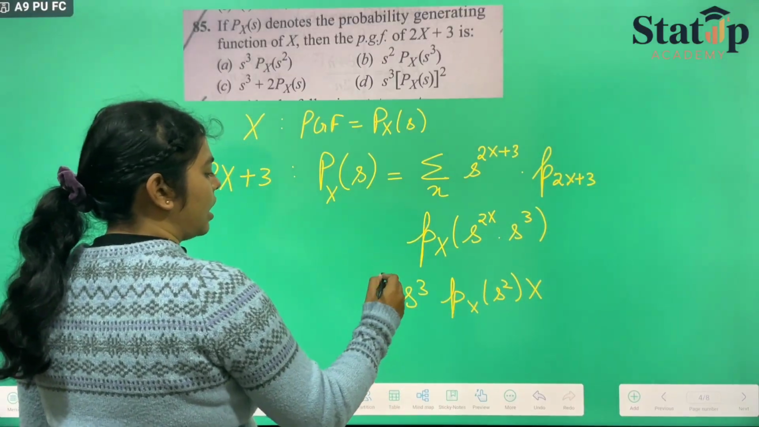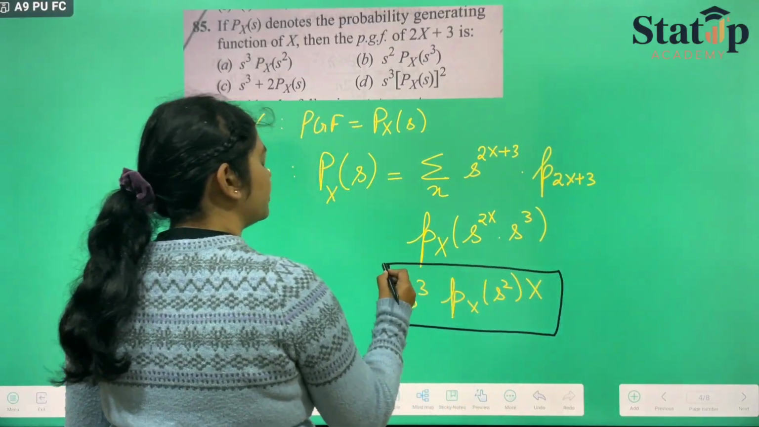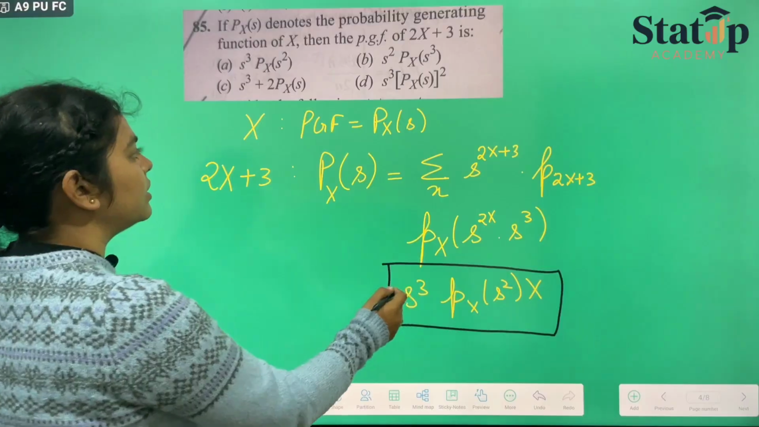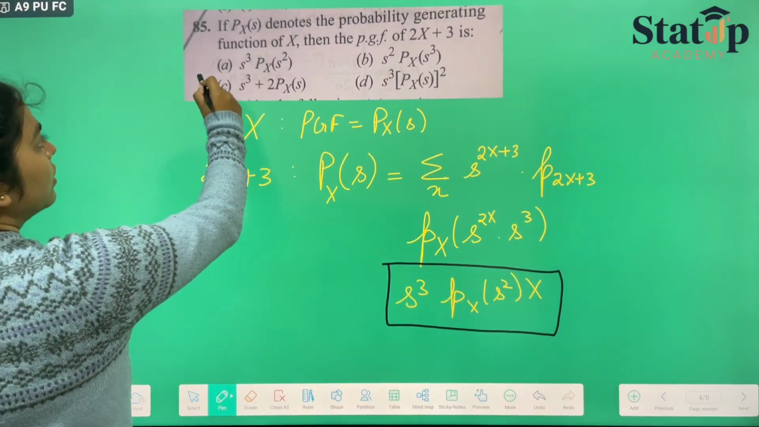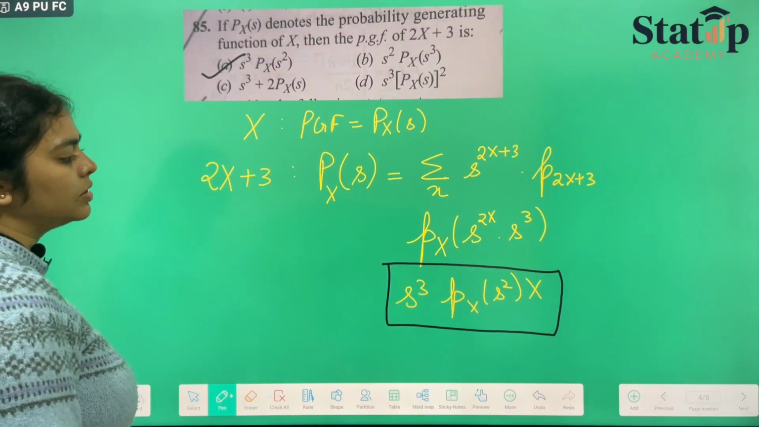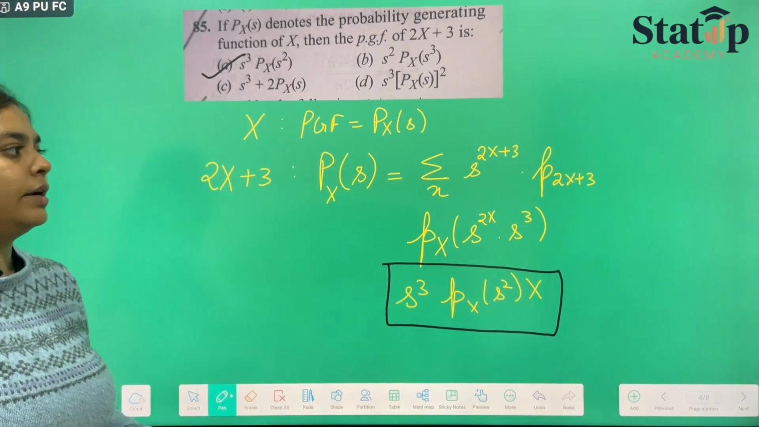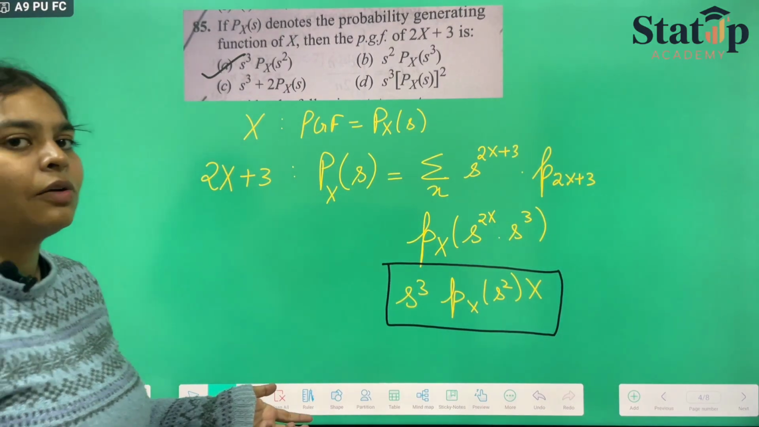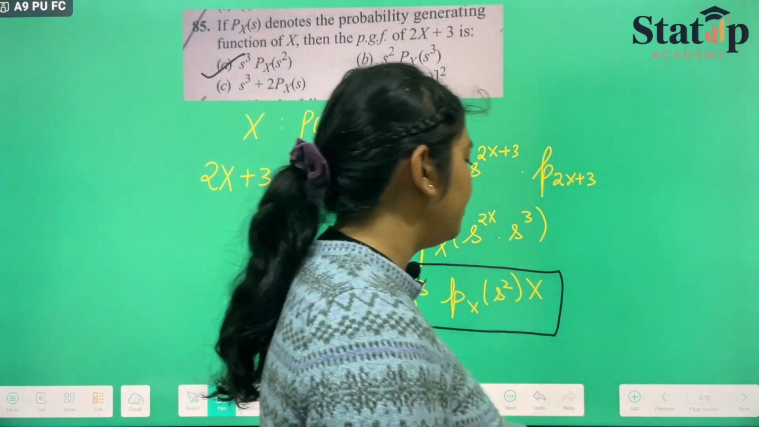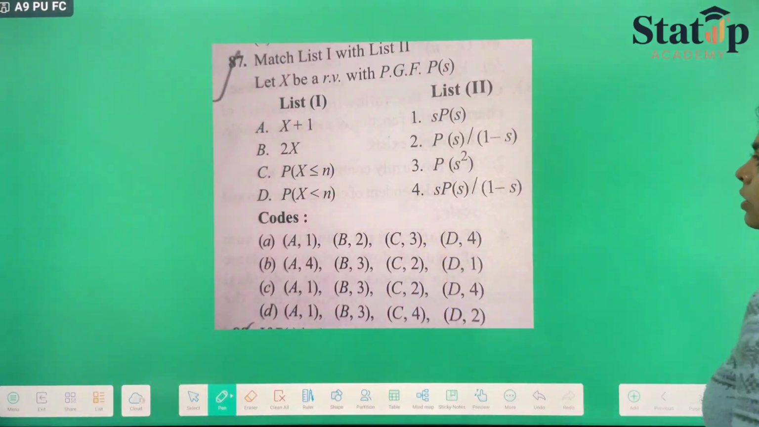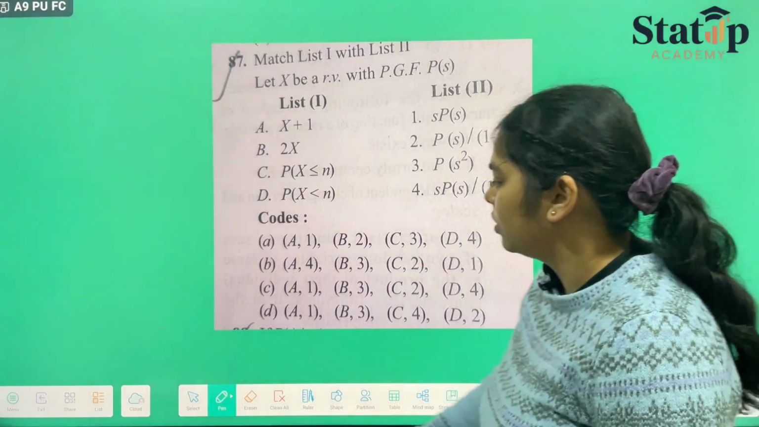So this is our final answer, which forms our probability generating function, and this matches with option A, which is s cube P_X(s square). That is our final answer. This is how we calculate. It is an easier concept. Now moving forward to another question.